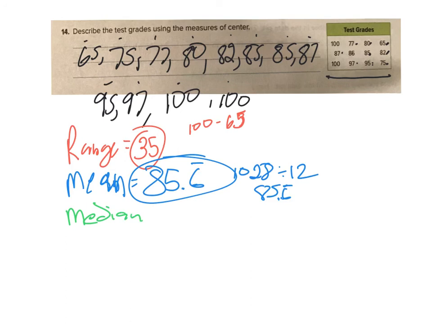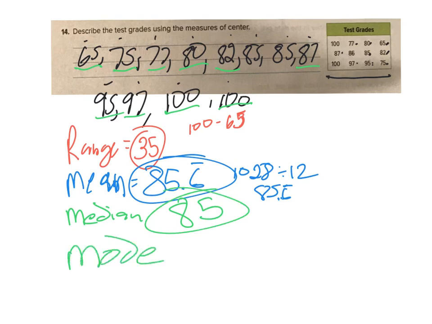Now let's go to median. And that is the middle. Okay, I'm going to get one off this end, one off this end. One off here, one off here. We're slowly getting to the middle. Then we're left with these two 85s. Add them together, divide by 2. We get a median of 85. And then mode is the most. Because there's two 85s and two 100s, there's not one that is the most. So no mode. Okay? So that's how you figure out the range, mean, median, and mode.